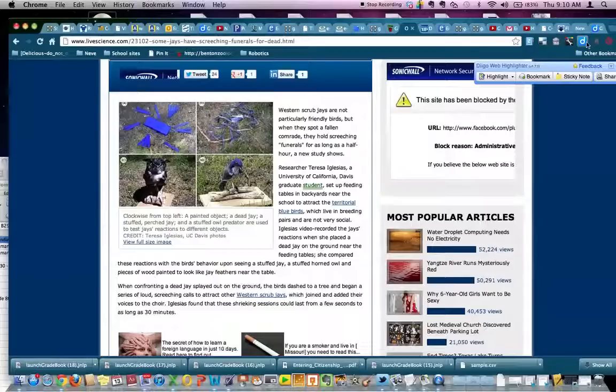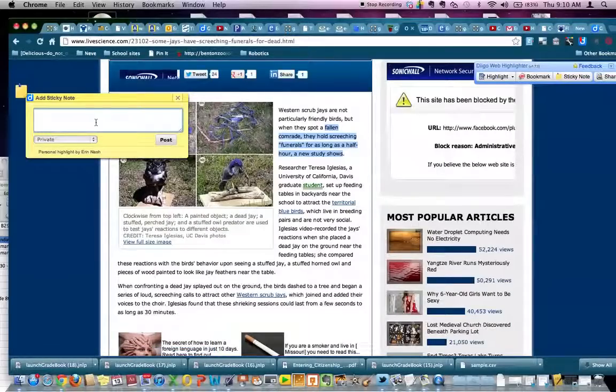It's like when you highlight an annotated document, Diigo allows you to do this to almost any article on the web. So let's say, typically what I would like you to do is when you're doing this as an assignment, you would highlight this part here. Okay, and then I'm going to post a sticky note to it. I'm going to say, okay, if birds screech at a funeral, do other birds do this as well?